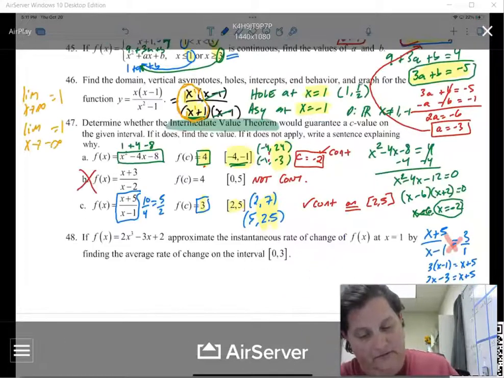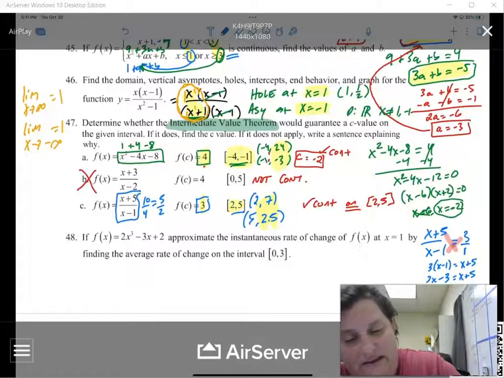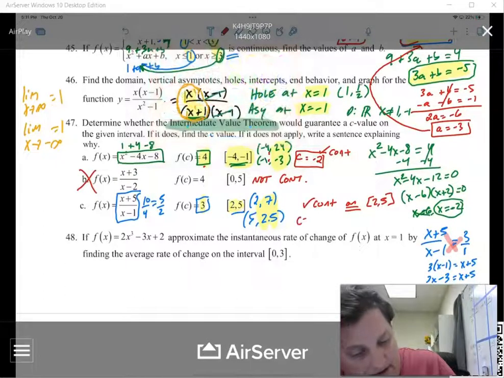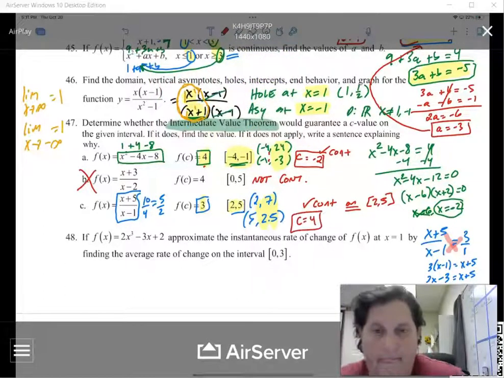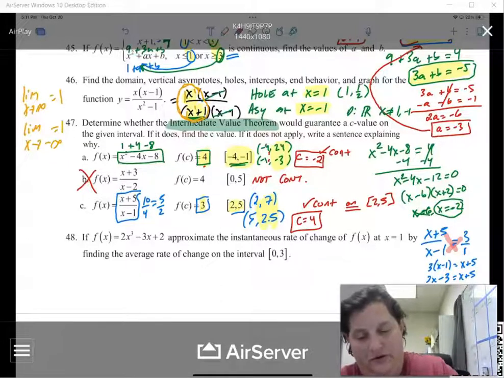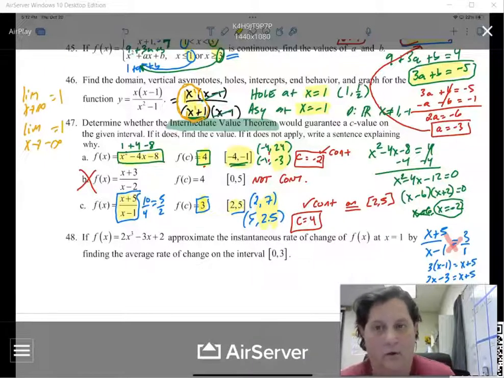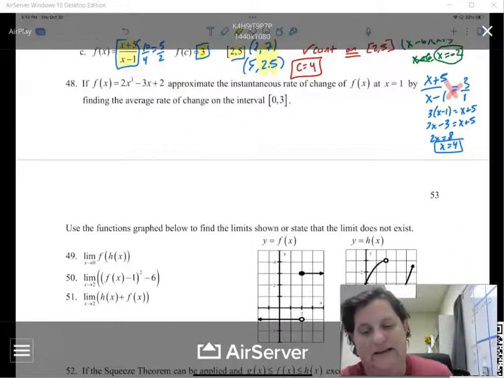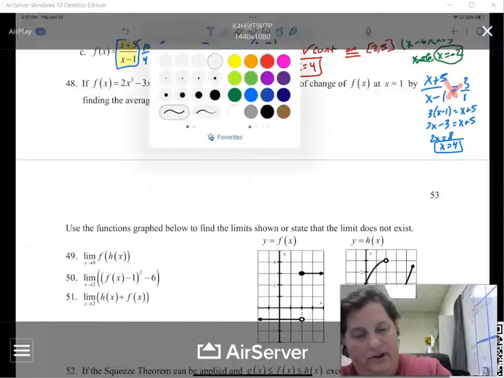Okay, is that in my interval? Sure enough. So the C value where it equals that is 4. All right, so the actual part of the intermediate value theorem that we're doing is we are setting the equation equal to that, as long as it's continuous and all that. Okay, cool. You will definitely have a question like this.